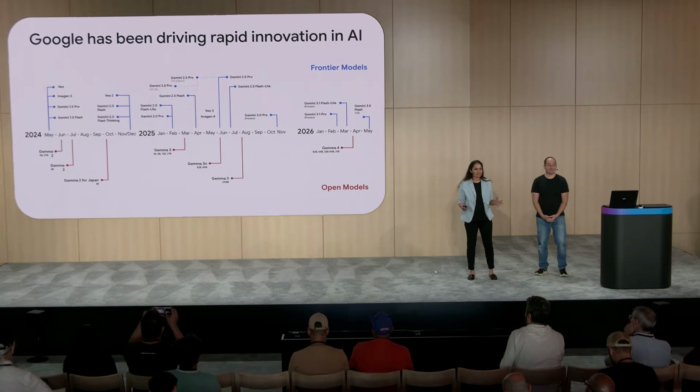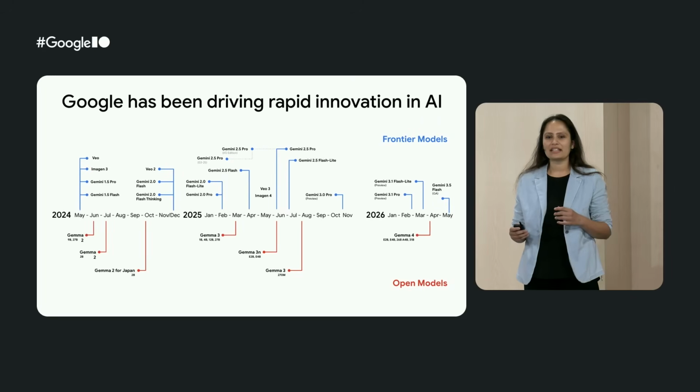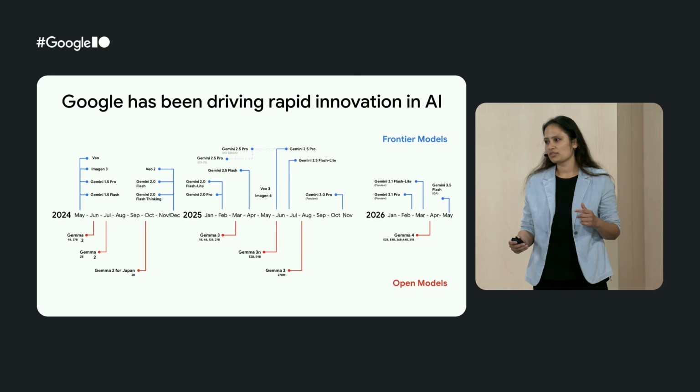Over the past several years, Google has been driving an incredible pace of innovation in AI. And when you look across this timeline, you will see an evolution of models and modalities, all the way from Gemini to Gemma, Veo, Imagen, and Omni that was announced just yesterday. What's incredible about this timeline is that it's not just the cadence of these releases, but the breakthrough capabilities that are being unlocked with every launch. Things like multimodal understanding, reasoning, and agentic workflows.